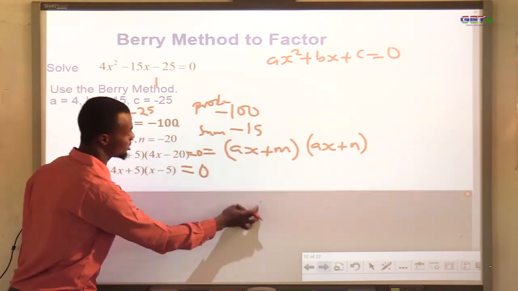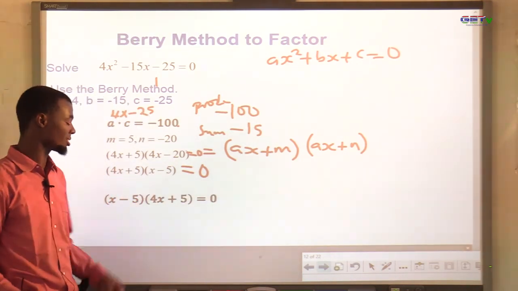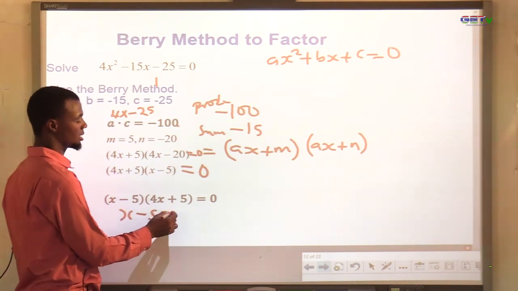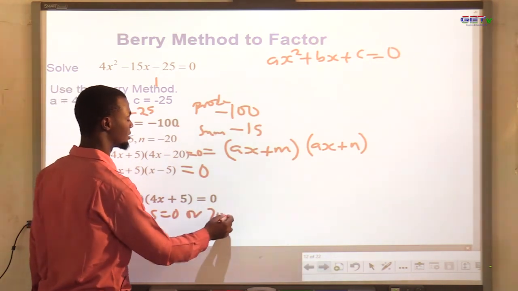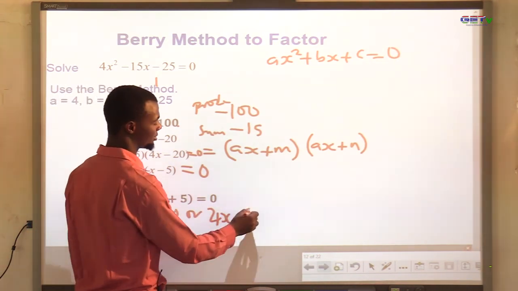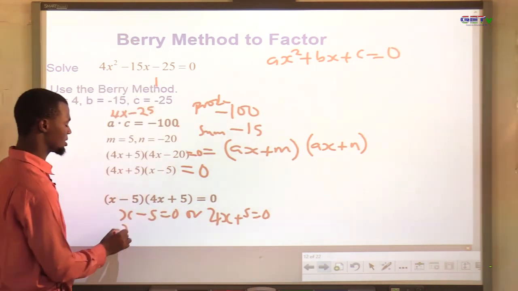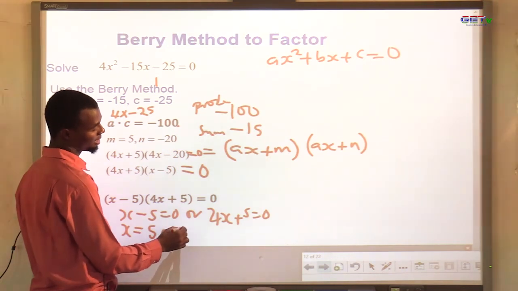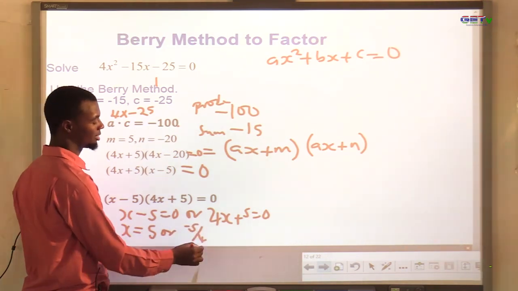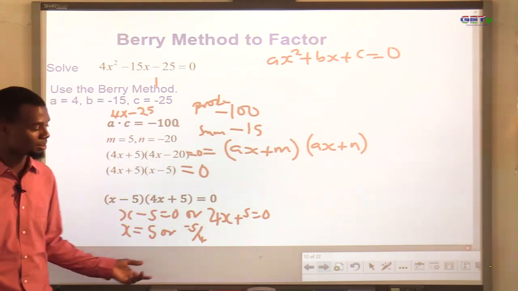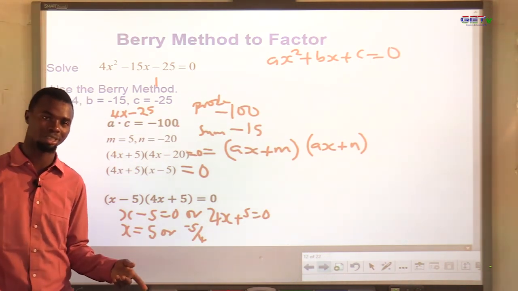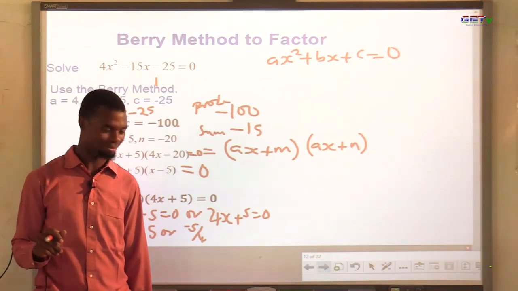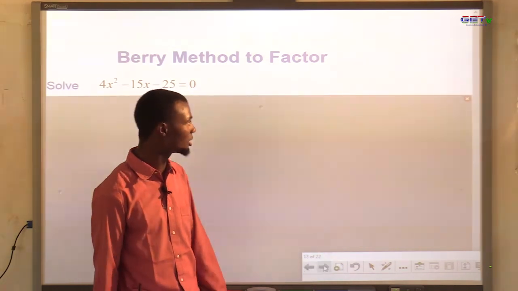So later you set it to 0 and get the values of x, like you have it here. x minus 5 is equals to 0, or 4x plus 5 is equals to 0. x is equals to 5 or minus 5 over 4. So this is the way we solve this. This is the very method of solving quadratic equation where a is not 1, or does not equal 1.